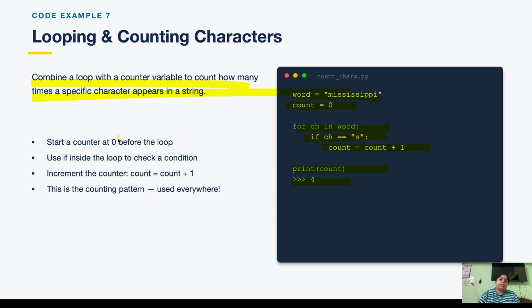Start a counter at 0 before the loop. You need to start the counter from 0 by default, so that it keeps on adding 1 when the word runs into the loop. Use if inside the loop to check a condition, and increment the counter inside it only, and this is the counting pattern used everywhere.